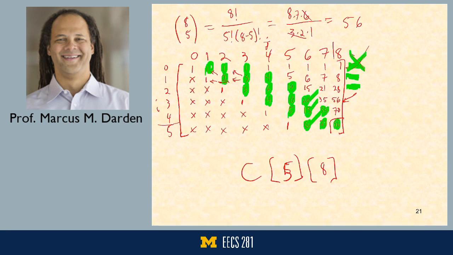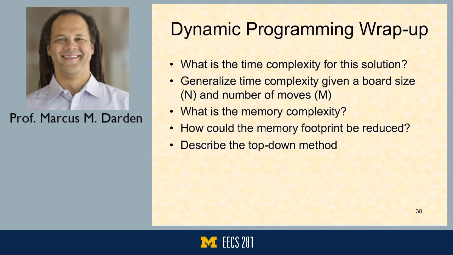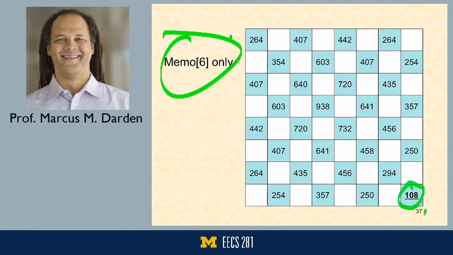So there's my wrap up. Describe the top-down method for this solution. How would the top-down method work? Well, I'd start in this lower right-hand corner and say, well, how many places contribute to this? So all I need to do is solve for these 2. I figure out how many places contribute to them, and so on. I work my way backwards to the top down.